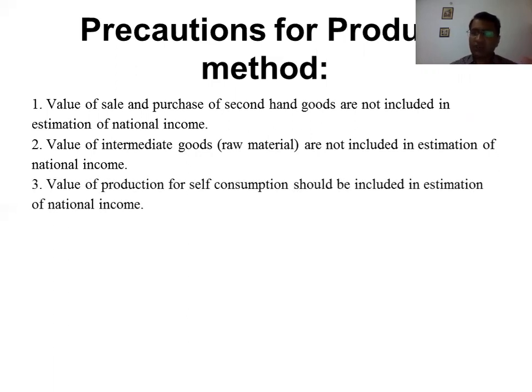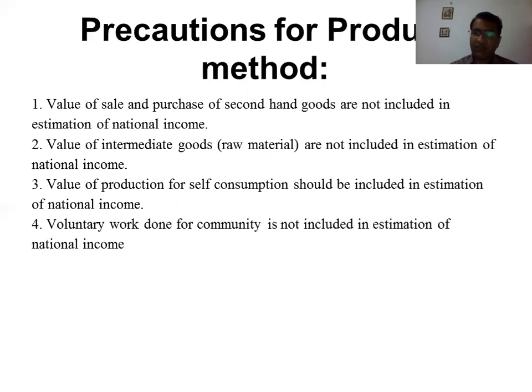Value of production for self-consumption should be included in estimation of national income. For example, a farmer keeps their production for their home purpose, so that will be included, as an estimated value, in the national income. In the same way, voluntary work done for the community is not included in the estimation of national income. The work done for charity without any transactions will not be included in the national income.